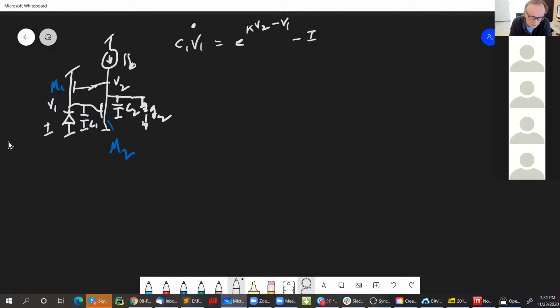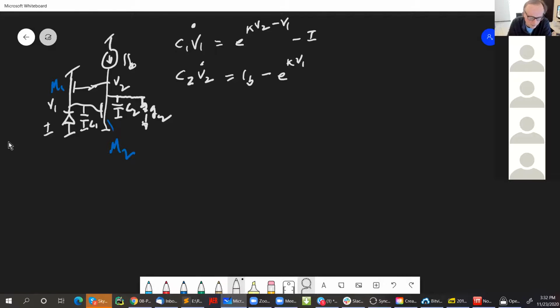What about the V2 node? C2 V2 dot. That gets a little bit trickier. That's equal to the current flowing onto the capacitor, which is IB, a constant current, minus the current flowing out through the transistor transconductance. That's minus e to the kappa V1, since the source is at ground.